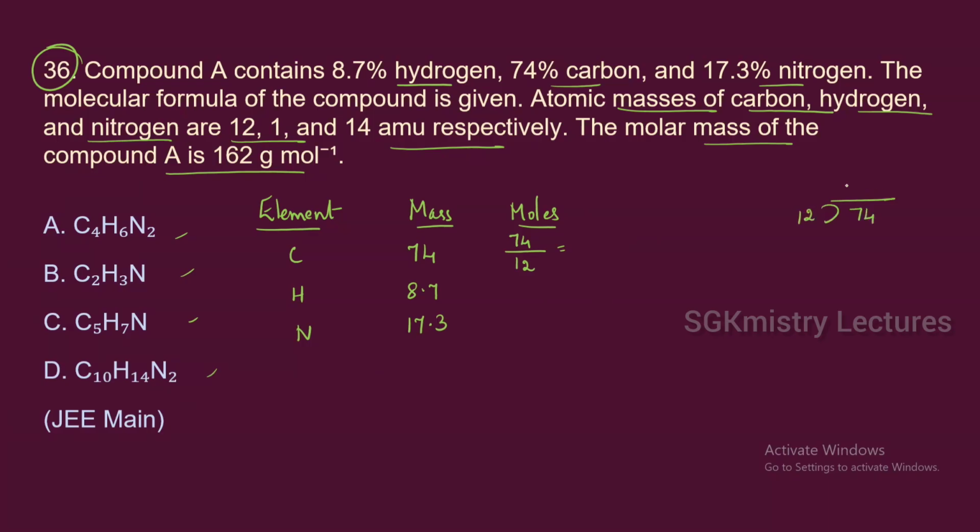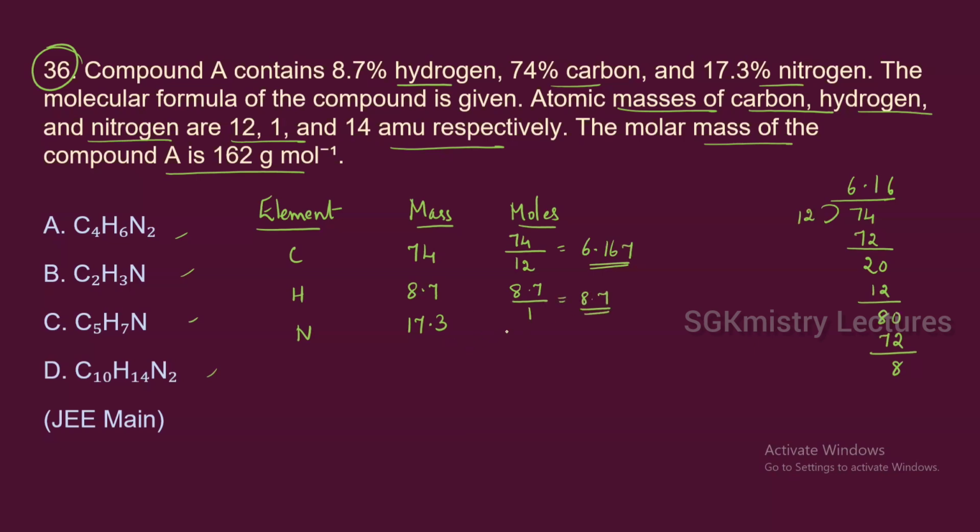12 sixes are 72. 2 remains. Then we have 12 ones are 12. 8 remains and 0. Then we have 6 again. We have 72. 8 remains. And then it goes on, right? So it becomes 1666. So I'll write it as 6.167 moles.